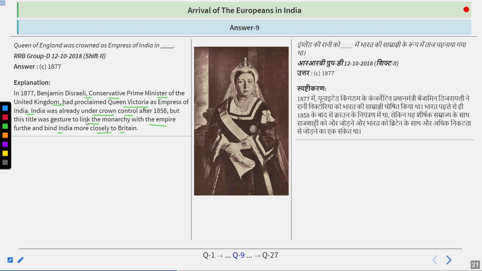So do remember the answer is 1877 and it was done during the first Delhi Darbar. Later on, the second and third Delhi Darbar were also organized, and the third Delhi Darbar is most famous. It was held in 1911 when George V came to India and was crowned in India.